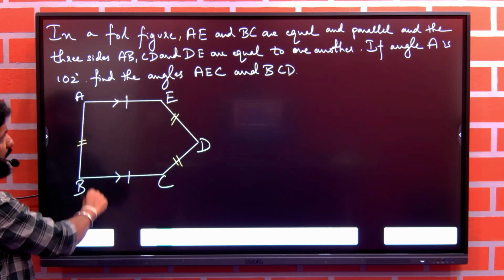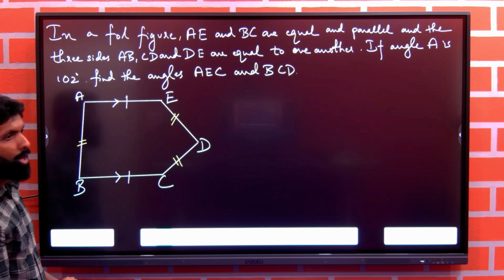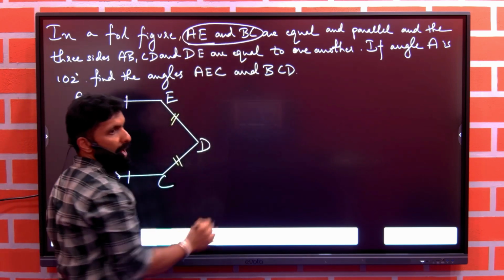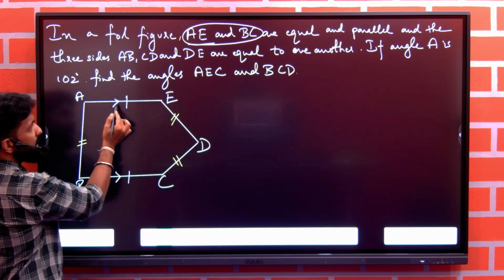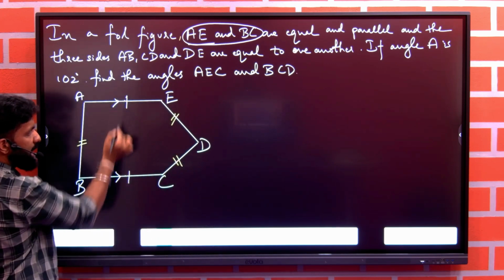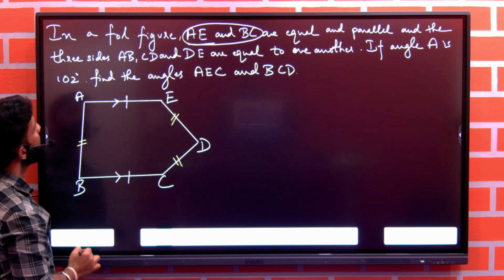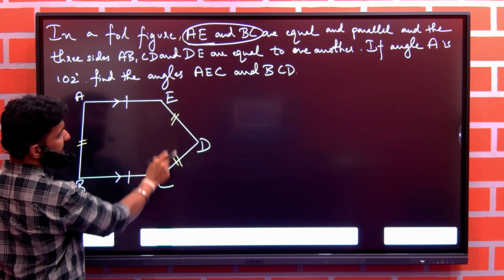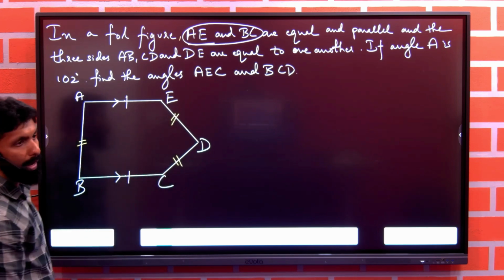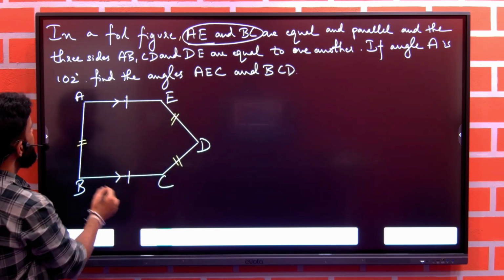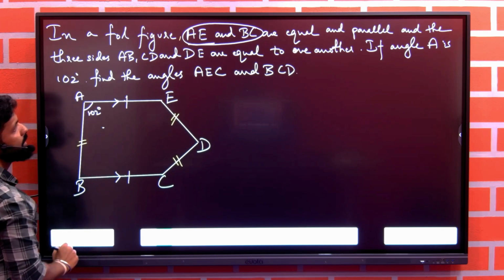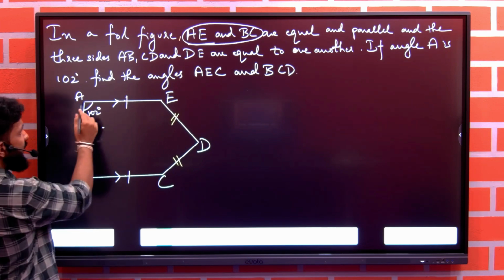AE and BC are equal and parallel. I'll come back to this a little later. Please understand AE and BC are equal as well as parallel. And the three sides AB, CD and DE are equal to one another. If angle A is 102 degrees, find the angle AEC.